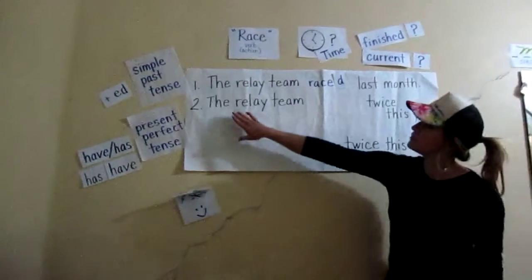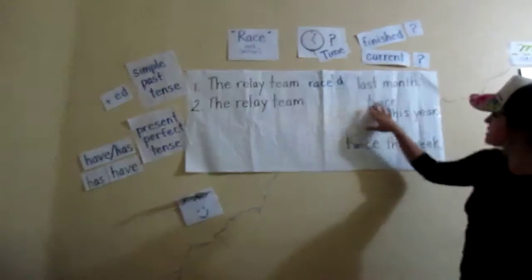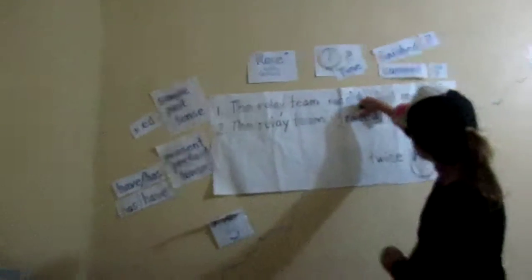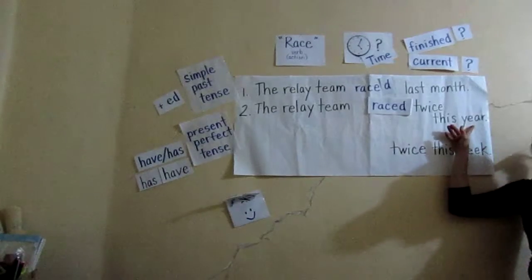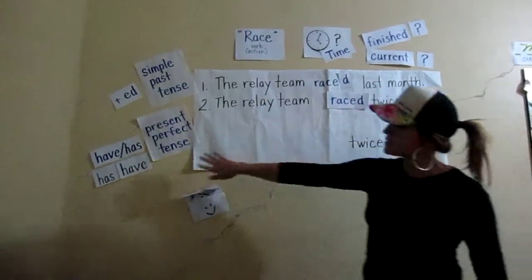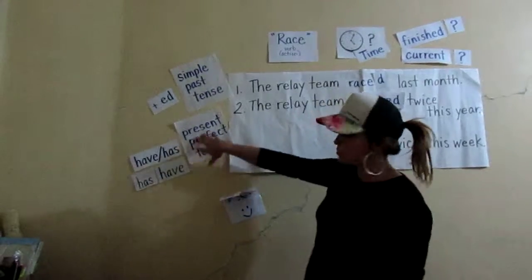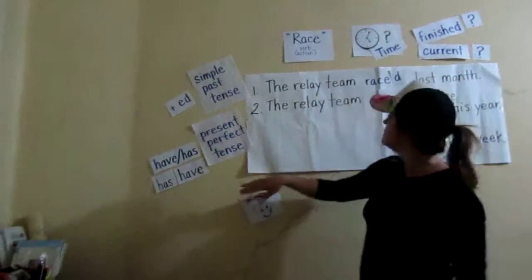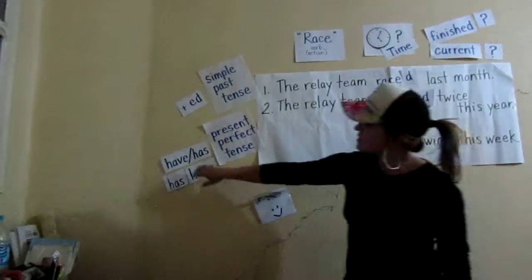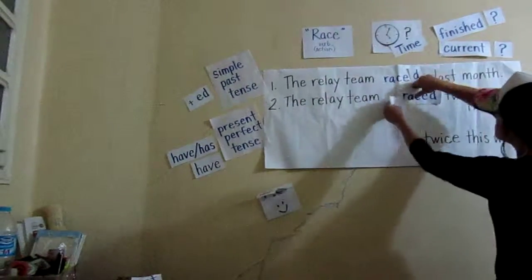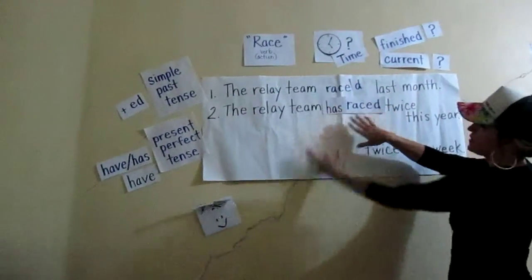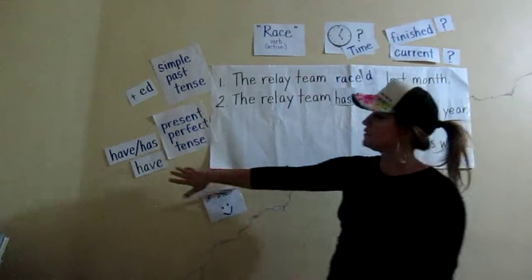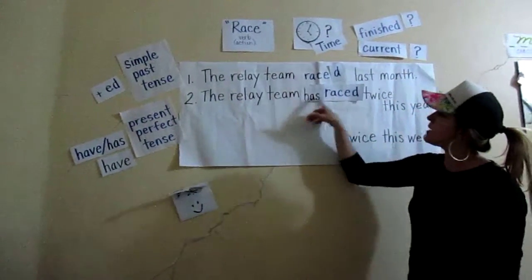If I was going to say the relay team raced twice this year, that's not exactly correct because this year is still continuing. So we need to use an auxiliary verb, have or has, to make it present perfect tense. We're going to say the relay team has raced twice this year. Whether your subject is plural or singular determines whether you use have or has.